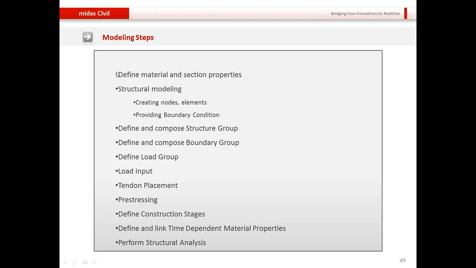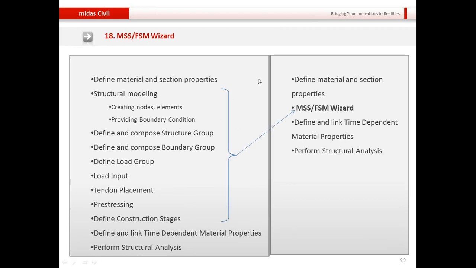So you can see that this is a simplified approach to construction stage analysis, and this can be further simplified by the use of wizards that are there in the software. So if you see here, all these steps can be summarized by MIDAS Civil Wizards, where you can just define the material and section property, and the wizard will take care of the entire definition of structural model, defining groups, creating construction sequence, and entering tendons, and everything will be done here. All you need to do is then define the time dependent material link and then perform the analysis.